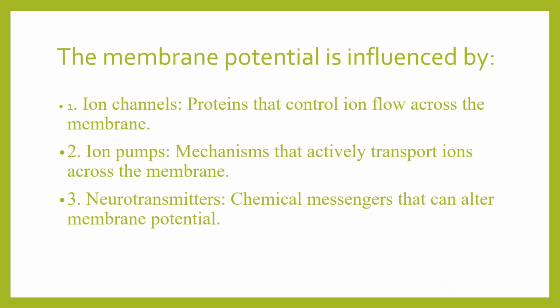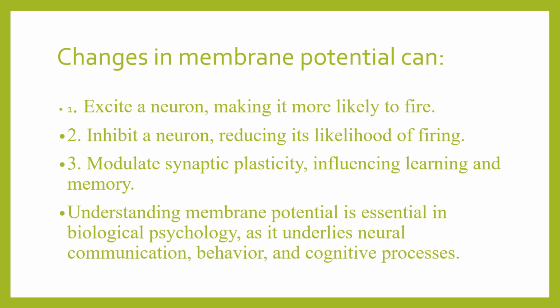Ion channels: proteins that control ion flow across the membrane. Ion pumps: mechanisms that actively transport ions across the membrane. Neurotransmitters: chemical messengers that can alter membrane potential. Changes in membrane potential can excite the neurons, making them more likely to fire, or inhibit neurons, reducing their likelihood of firing. They also modulate synaptic plasticity, influencing learning and memory.